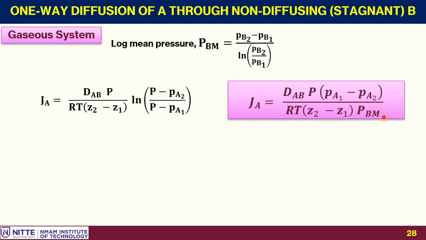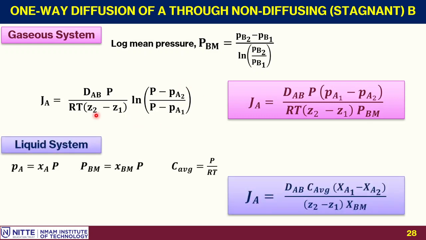Sometimes this is useful. We generally use this equation for solving numericals. For a liquid system, we do not write partial pressures. So I'll just replace these partial pressure terms with the mole fractions X. Instead of PBM, I'll write XBM into P. C average is equal to P by RT, I'll just replace this term. So I end up with an equation like this.